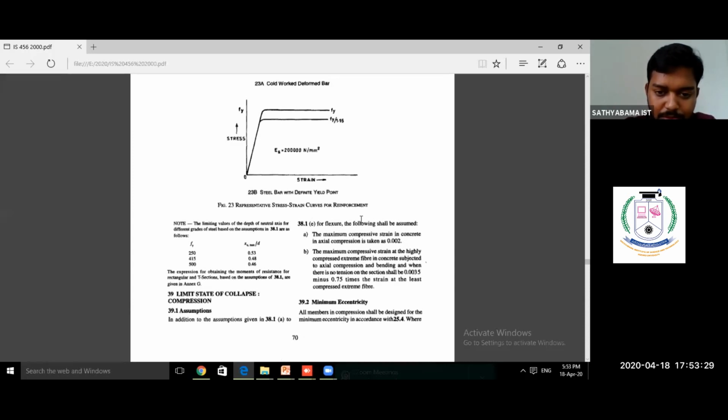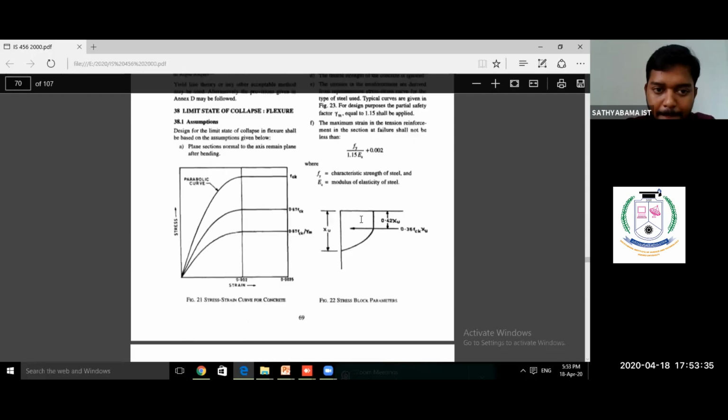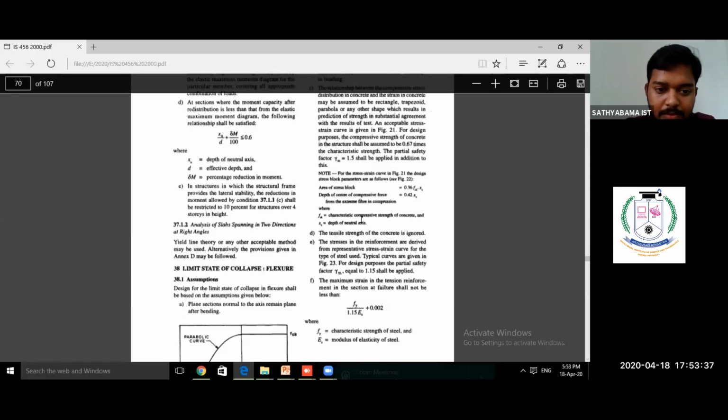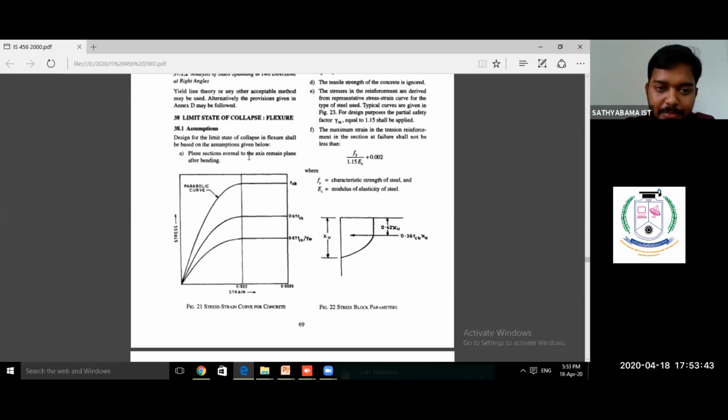Now we will revise those 5 points mentioned in clause 38.1. The first point is: plane sections normal to the axis remain plane after bending. So when the column is subject to some buckling, the plane section will always remain plane. It will not undergo any curvature.